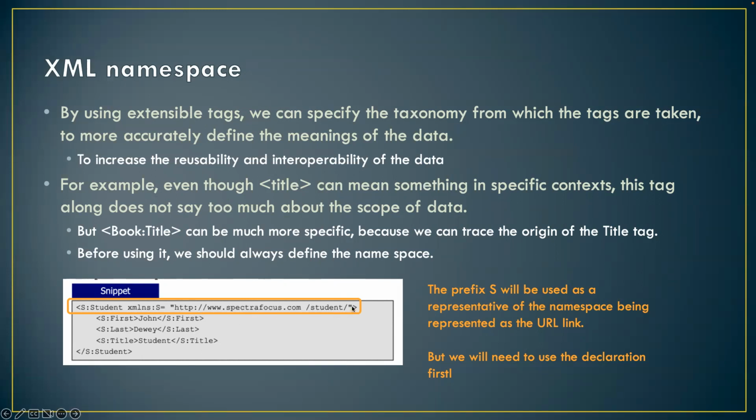spectrafocus.com student. So what it means is that all the following tags that have this prefix of S, for example, S:first, S:last, and S:title, are taken from this taxonomy on the web page defined here. So this is how a namespace is defined. And by defining all the different namespaces, we can actually keep adding different tags to the metadata record represented in this XML document.